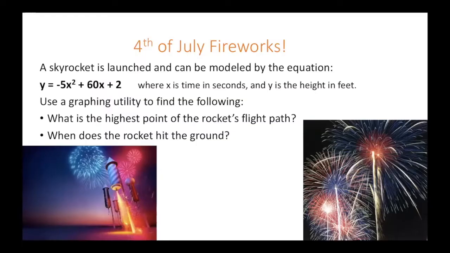Okay, as we move along here, our introduction problem is going to be based on 4th of July fireworks. As we celebrate here in the good old United States, you may have done and seen problems like this before. A skyrocket is launched and can be modeled by the equation y equals negative 5x squared plus 60x plus 2, where x is time in seconds and y is height measured in feet. Use a graphing utility to find the following. What is the highest point of the rocket's flight path, and when does the rocket hit the ground?